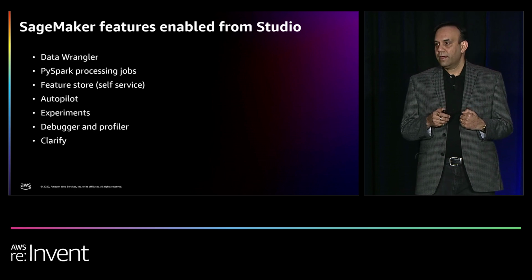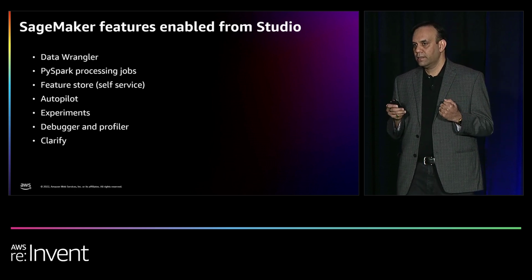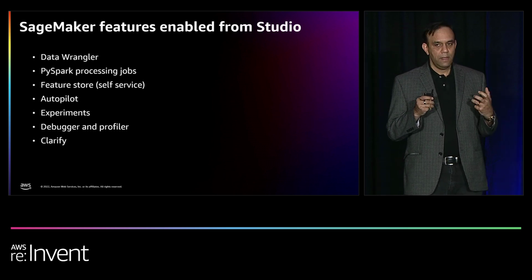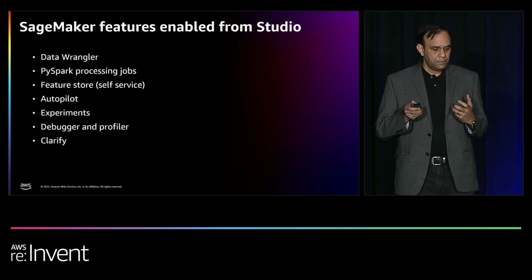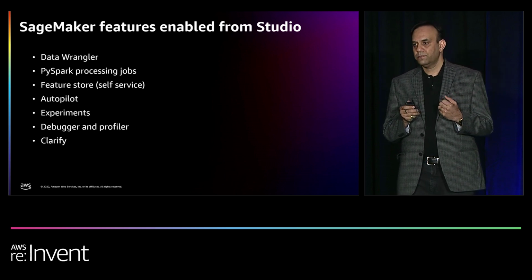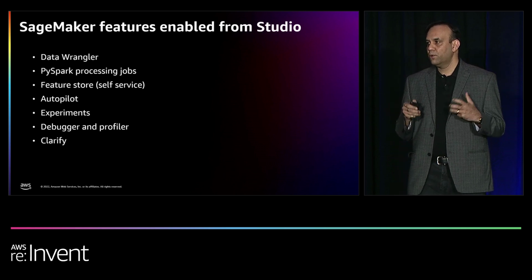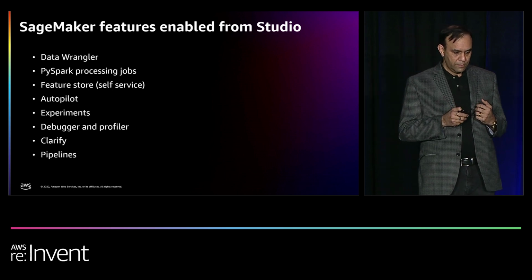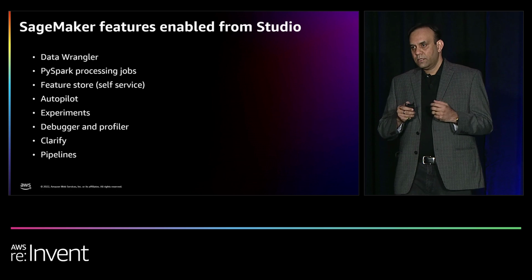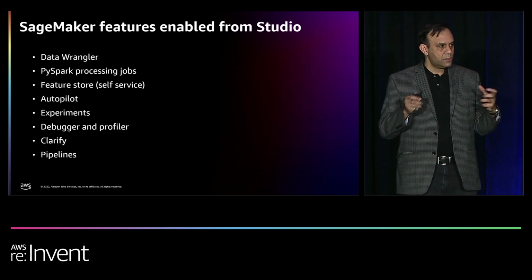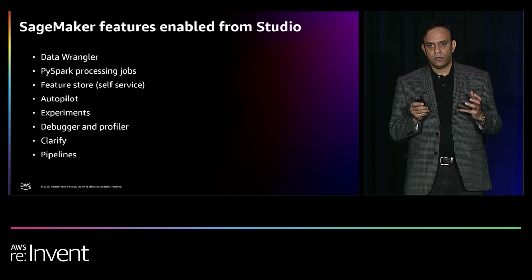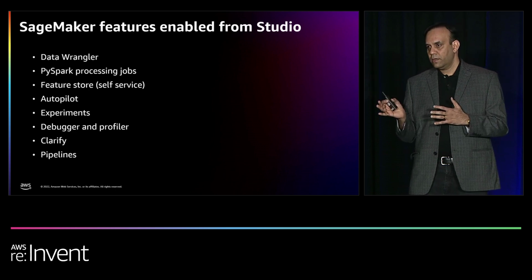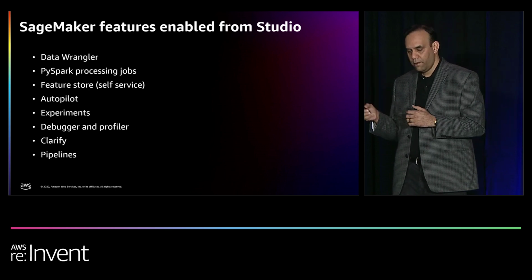We also enabled Clarify, which helps them do bias detection and model explainability. Bias detection is to detect any possible bias in the data set. And model explainability they use to identify the important columns that have the most influence on the training. We also enabled SageMaker Pipelines, which is the orchestration tool data scientists can use within the Studio environment to orchestrate their machine learning flow end-to-end, right from the data preparation to training, validation, and then deployment.